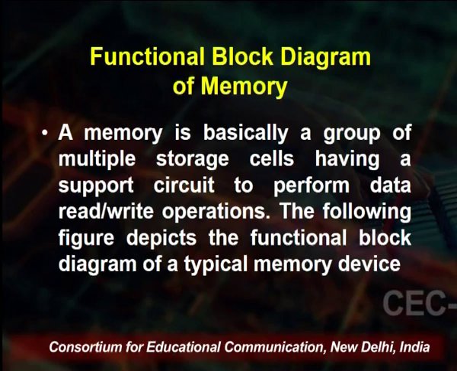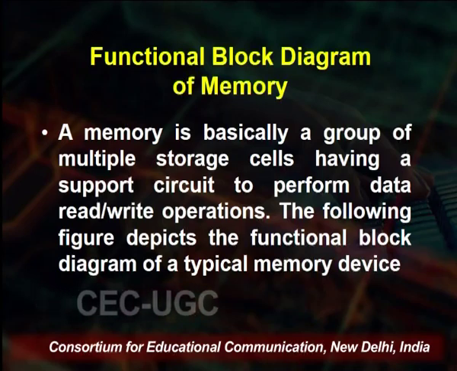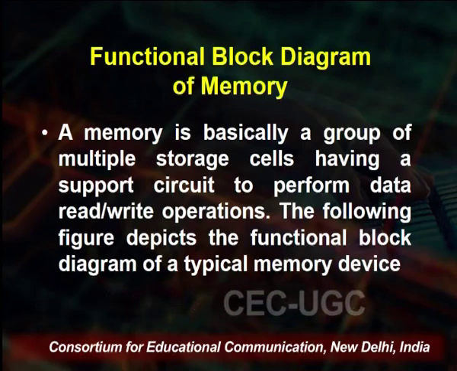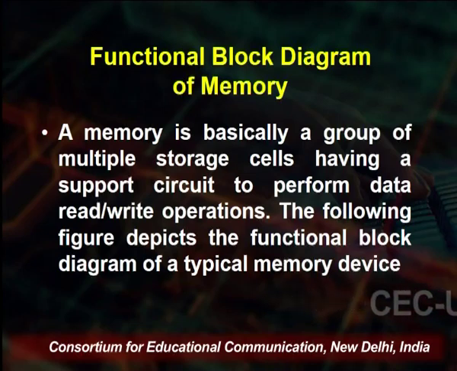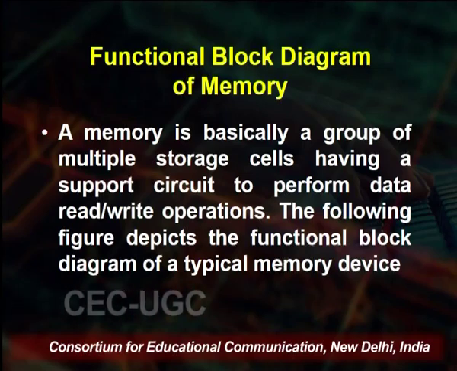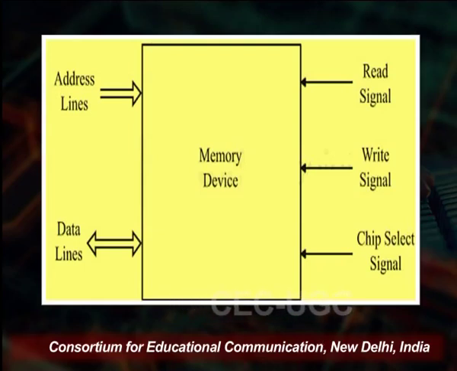A memory is basically a group of multiple storage cells with support circuits to perform the data read and write operations. The following figure is the functional block diagram of a typical memory device. You see on the screen, on the left-hand side we have the address lines. First, this is a memory device. On the right-hand side we have a read signal, a write signal, and a chip select signal, where the data will be stored in this memory device. Next is the data line. We will discuss them one by one.